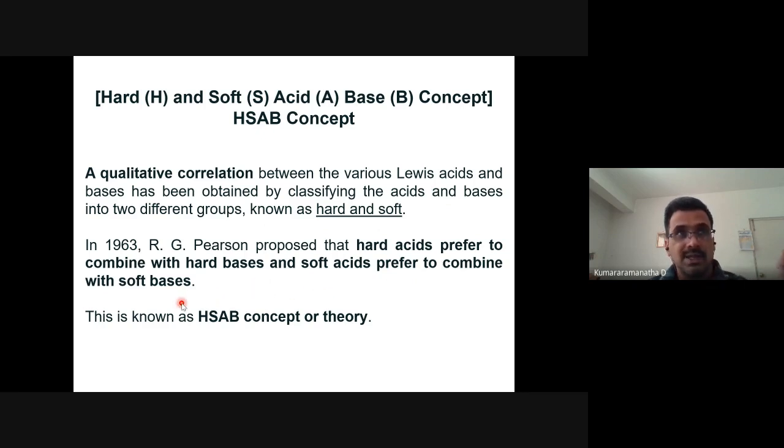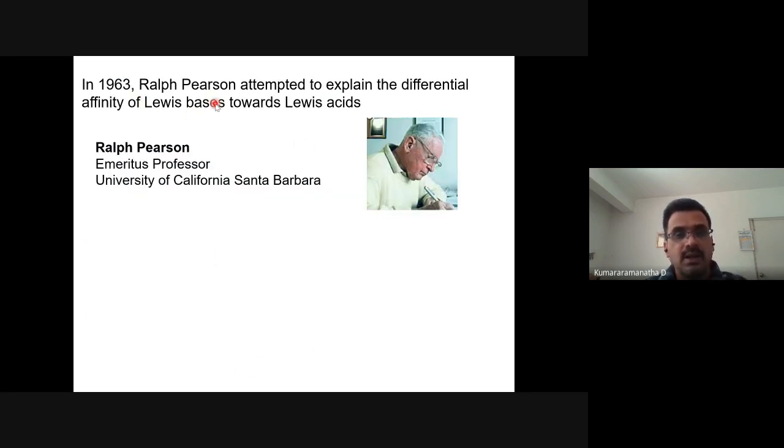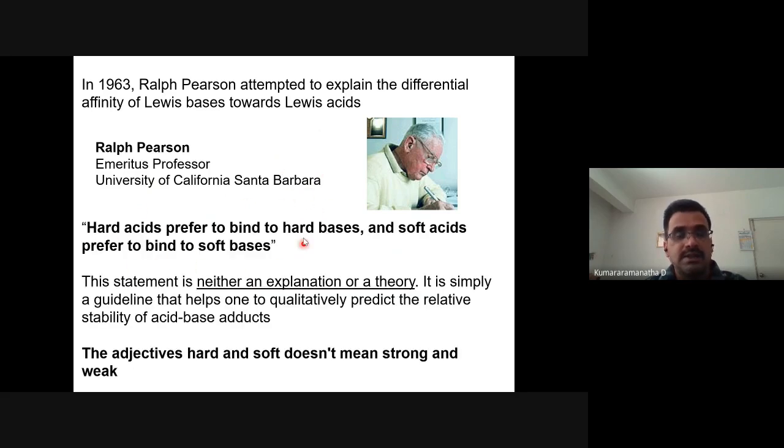As simple as that. This can be a 4-mark question in general. I'm telling you, this is not with reference to multiple choice, but in general, the HSAB principle is that hard acids combine with hard bases, and soft acids combine with soft bases. So this is called the HSAB concept or theory. He is Professor Pearson from the University of California, Santa Barbara. He attempted to explain how the affinity between Lewis acids and bases will happen. So this is the HSAB theory.